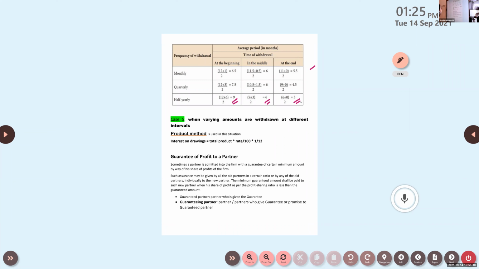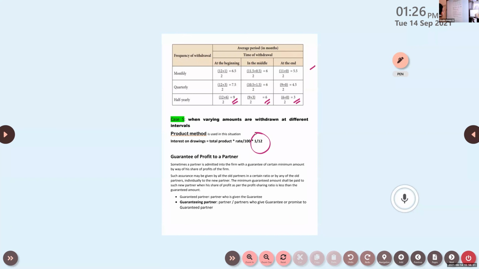In the product method, we write the period and the amount that is withdrawn. Then we calculate the time period, and based on the time period, we calculate the product amount. Then that is totaled. The illustration is there in the textbook. Please go through that. We find the product for how long the withdrawal is made, total the amounts, then multiply by rate by 100 into 1 by 12. It is 1 by 12.